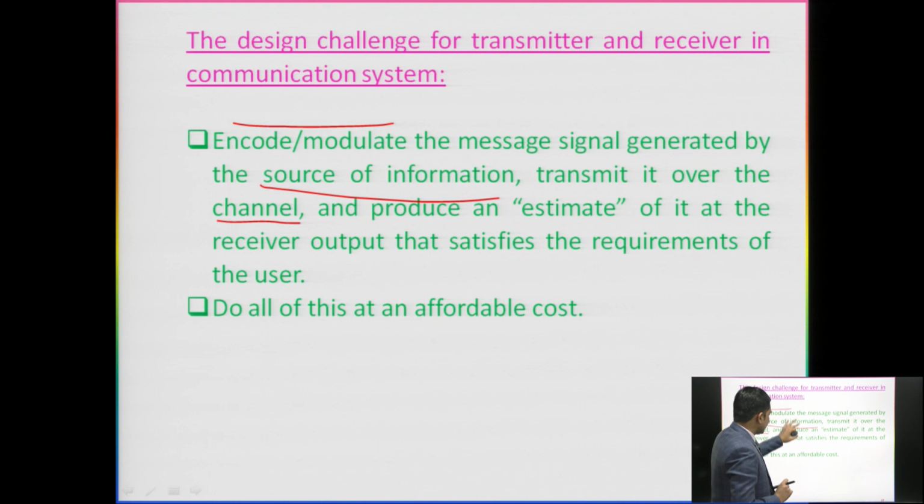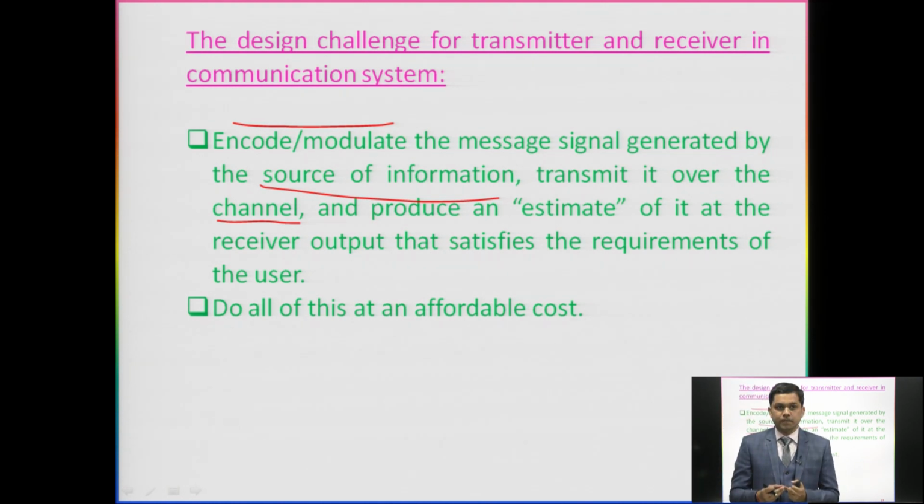In this part, we have the transmitter, we have the receiver, we have the communication channel. Do all of this at an affordable cost. This is the main motive behind a communication system, and this is the important challenge of the transmitter, receiver and communication channel: to complete all the requirements as per our destination.